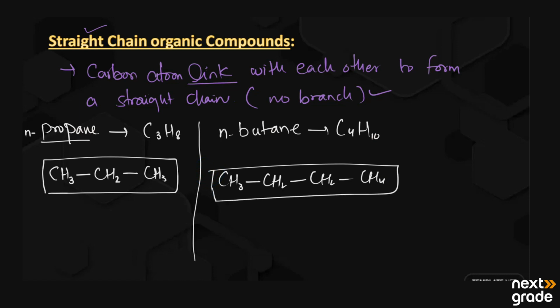We have here the prefix n. This prefix n stands for normal, and it is only used for the straight chain organic compounds. Along with the name of the straight chain organic compounds, we put the letter n, which shows the normal chain of that compound.